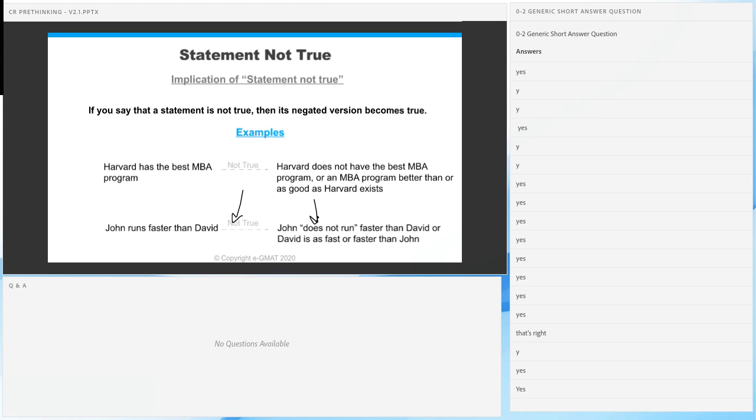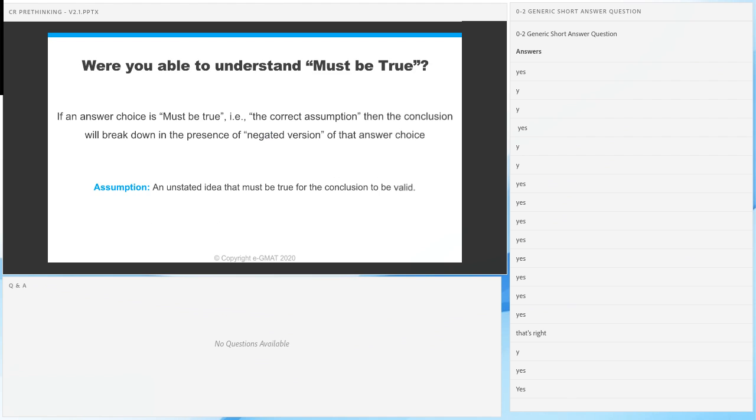And if the possibility of that negated version kills my conclusion, then you've rejected an answer choice which was the correct assumption. Okay. So this is the must be true aspect, which means that if you're looking at the correct assumption, then in the presence of its negated version, the conclusion will break down. Why? It's because it's very similar to that essential pillar. If you remove that essential pillar, the roof will cave in. That's kind of the definition of that essential pillar to begin with.